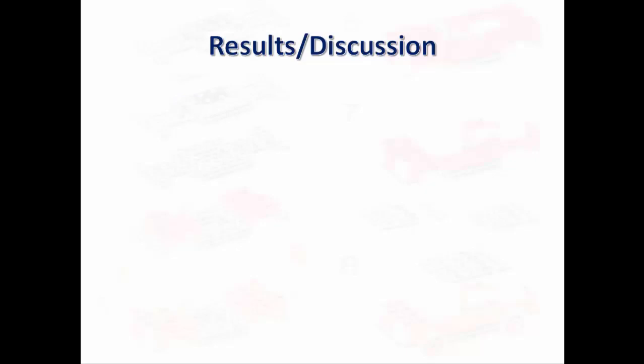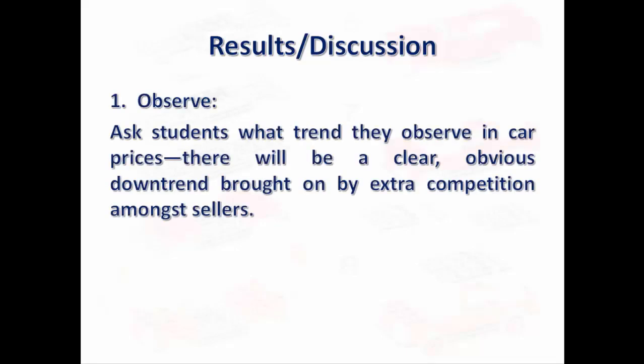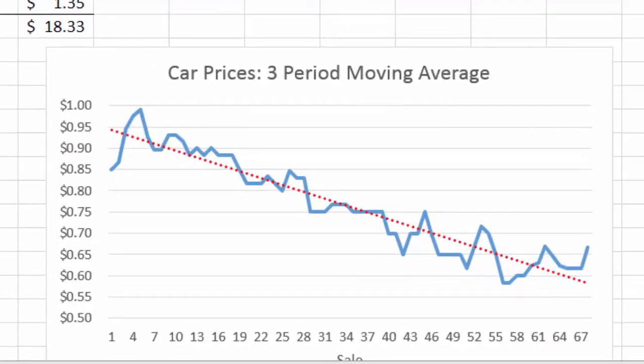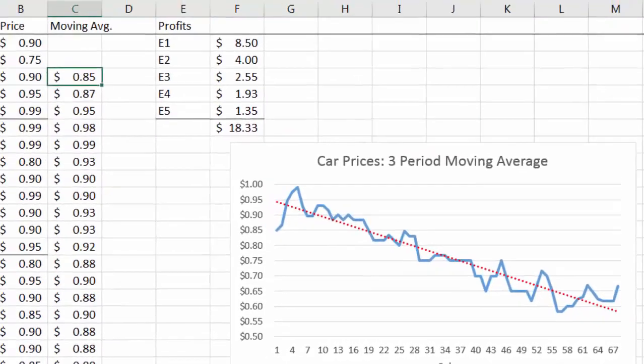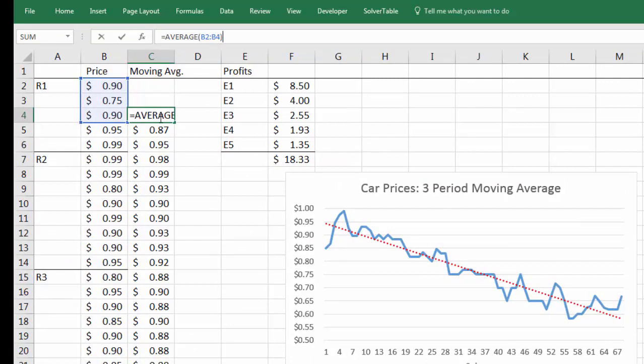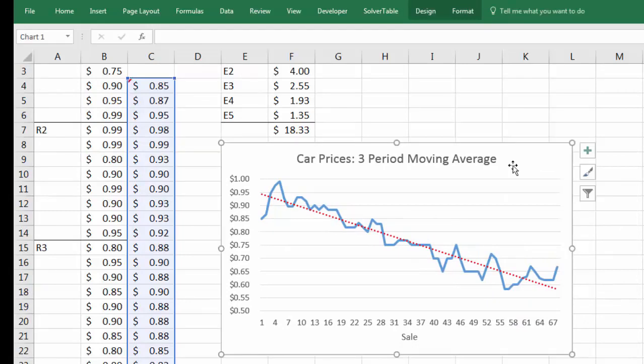that I want to stress when reviewing what we observed and learned in this activity. First off, simply ask the students what trend we observed in car prices as the activity went on. There will be a clear, obvious downtrend, as you can see in the graph of car prices generated by the Excel spreadsheet. Here we're looking at the actual results in Excel from having run this in a few microeconomics classes. These are the actual prices we observed. I do a 3-period moving average, which is just the average of the previous 3 prices, and then fill that formula down. That gives us a little bit of a smooth trend. The graph right here, of the moving average, shows a nice downward trend as I added entrepreneurs.